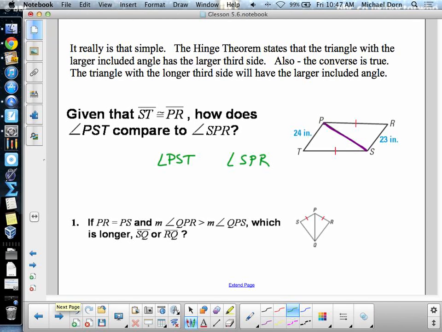Because these are the unequal sides, what we're going to compare are the opposite angles. Which one has to be larger? PST has to be larger, yes. There we go. Honestly, the hardest part about that is figuring out what it is you're comparing. Once you figure out what you're comparing, figuring out which one is larger is actually quite simple.